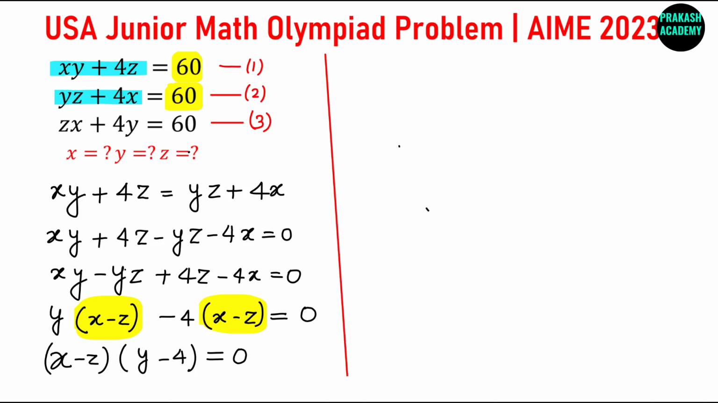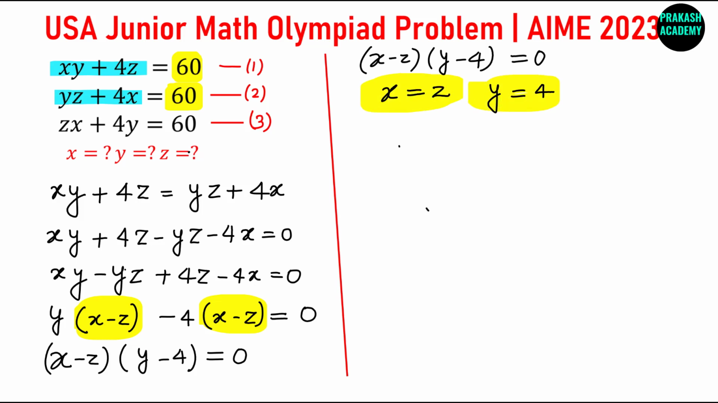Now what we can do is equate this, (x - z)(y - 4) = 0. This means we have two possibilities. Either x = z, or y - 4 = 0, that is y = 4. Now we will consider these two cases: what will happen in the case x = z, and what will happen in the case y = 4.